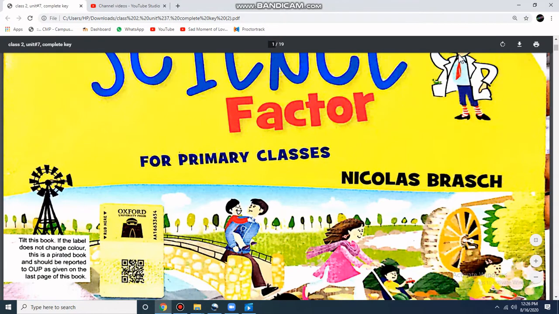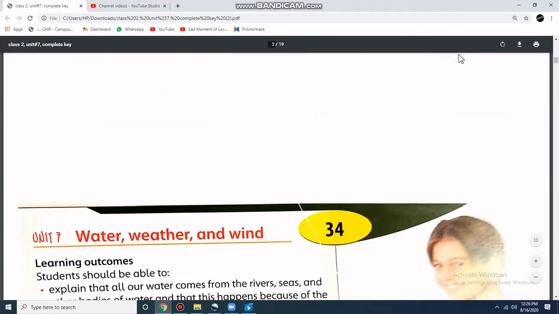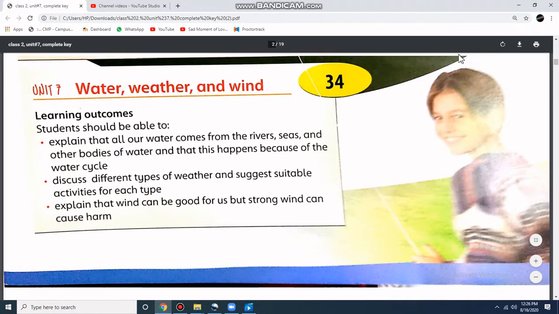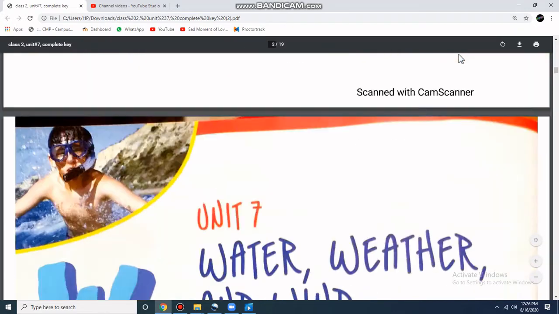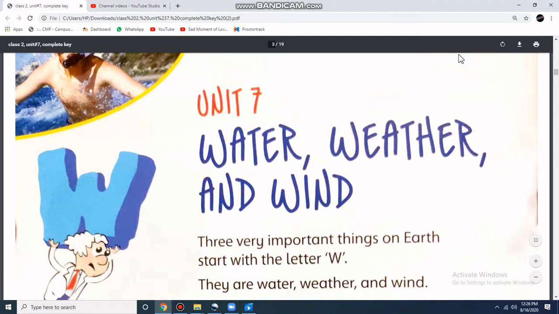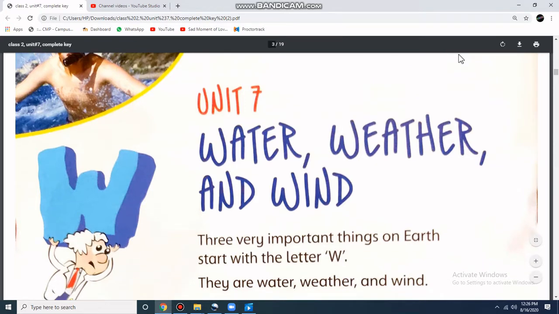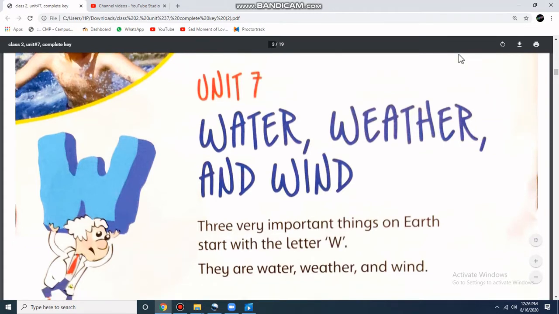Assalamualaikum class, so this is science class 2. Hello everyone. So it's unit 7, water, weather and wind, page 34. Please open your page 34. Unit 7, water, weather and wind. 3 W's, right? Water, weather and wind. 3 W's. The scientists also hold the W.